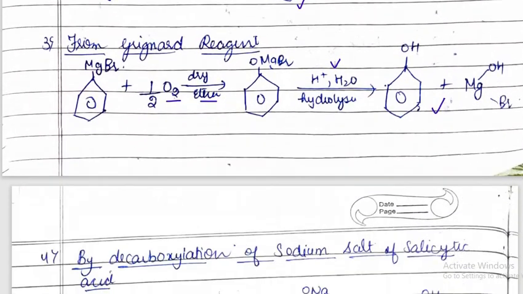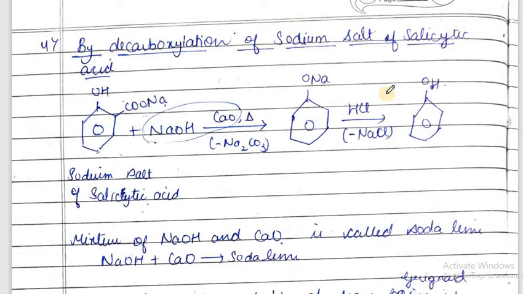Similarly, we can prepare it from the sodium salt of salicylic acid. In salicylic acid, if hydrogen is replaced with sodium, then it is the sodium salt of salicylic acid. When it is treated with soda lime, that is a mixture of NaOH and calcium oxide, we get sodium phenate. Then again treating with HCl, we get phenol as a final product.